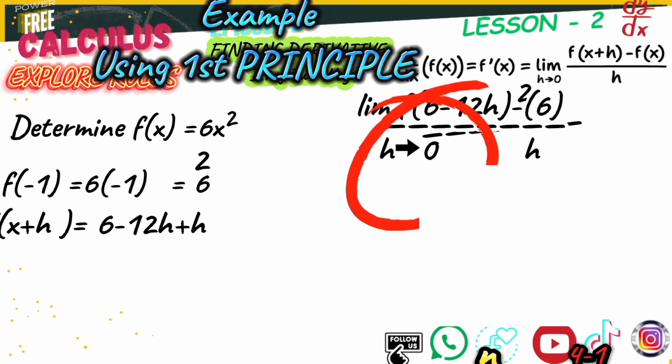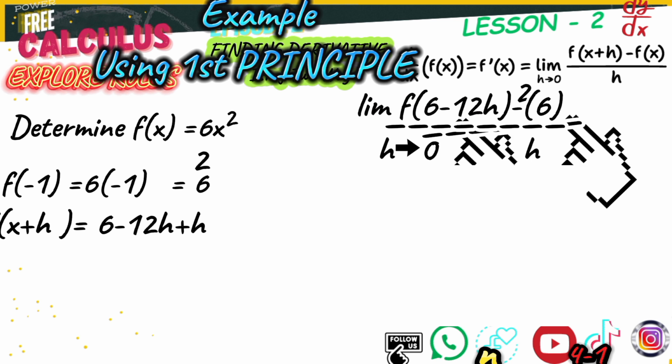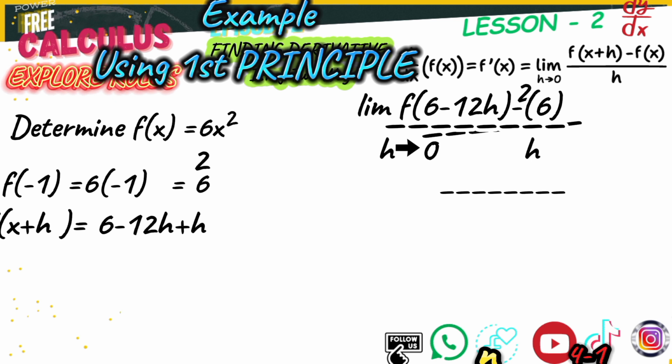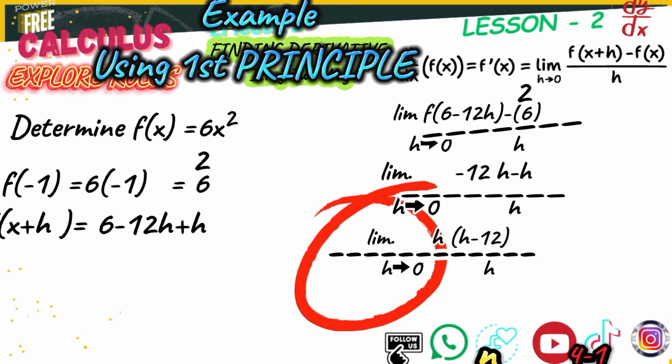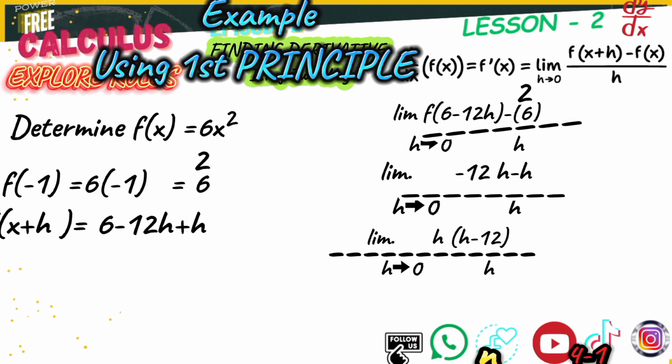And then from here, you can see that this 6 will cancel out this 6. We are going to be left with -12h minus h squared. And then from here, we can simply factor out the h, and then we'll cancel out. We are left with -12 plus h. So from here, you can simply say that our limit where our h tends to 0, our gradient where our h tends to 0 is 12.